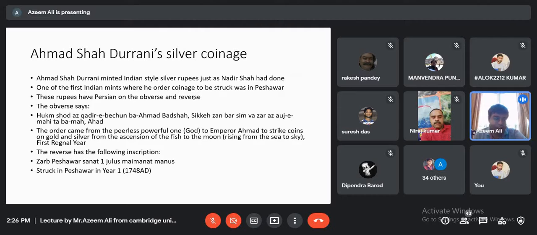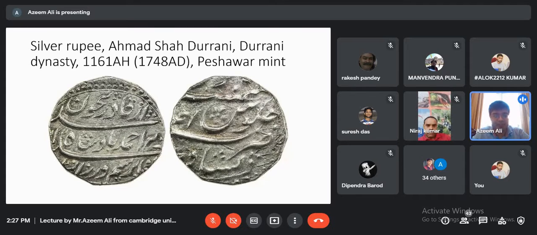The reverse has the following inscription, Zab Peshawar Sanat, and then Yek Julus Memanat Manus, which means struck in Peshawar in year 1, which is the first regnal year, 1748. And this is the rupee of Ahmad Shah Durrani, and this is it in person. So this is what it looks like. Very nice, iridescent toning on this. And this was struck in Peshawar Mint, in the northwest part of the Indian subcontinent.